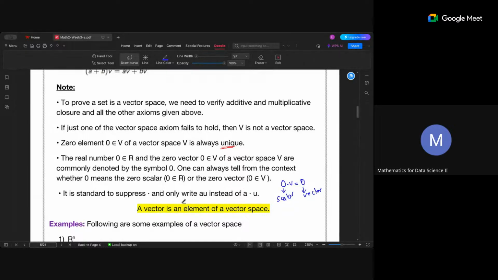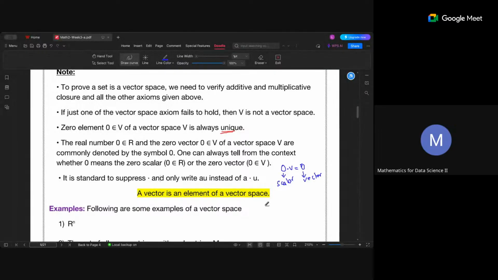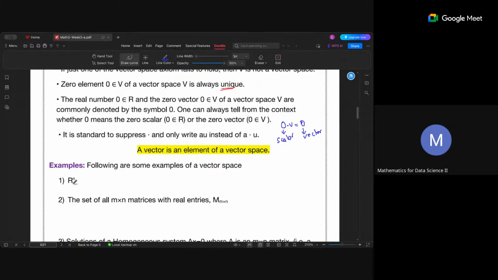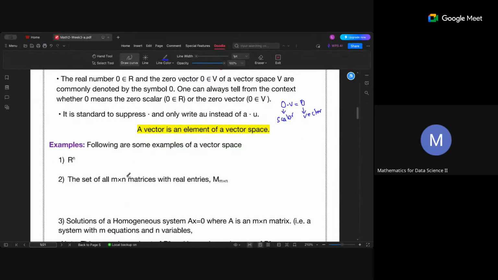Okay, fine. So usually the elements of vector spaces are called vectors. Whatever your vector space is, it can have matrices also. In that case, a single matrix is called a vector. Your vector space can have functions, so a function is a vector then. So the elements of a vector space are called vectors. Here are some examples. Rn is a typical example of a vector space. Then the set of all m by n matrices.